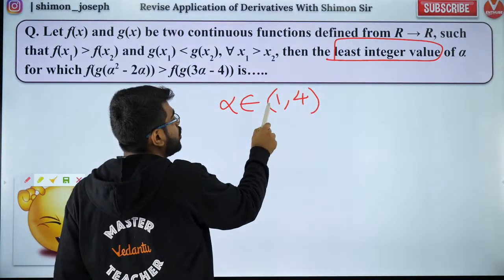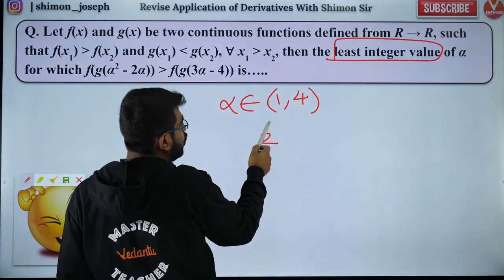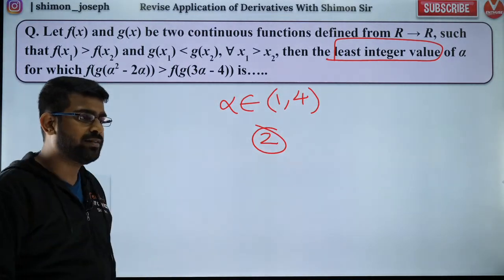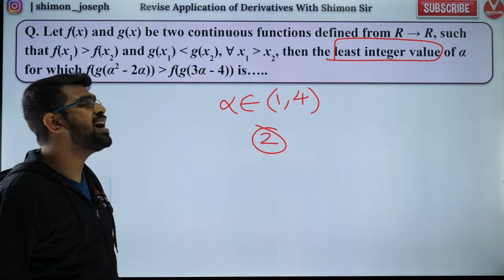So 1 is not included, Badri. So the next integer is 2, right? So that's why 2 is the answer. 2 belongs to this interval. Got it? They asked for the least, Badri.